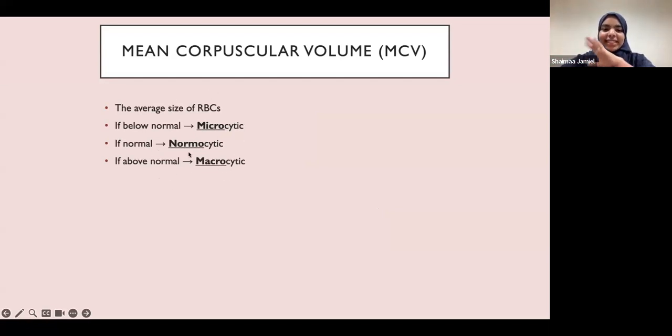And if you realized I did not put any numbers here, inshallah, in the exam, they're going to always give you the reference ranges. So just look at it and compare. Is it higher than the reference range? Is it within the reference range? Or is it below the reference range? To be able to label it as microcytic or normocytic or macrocytic.